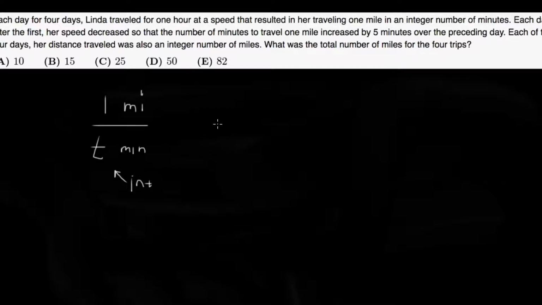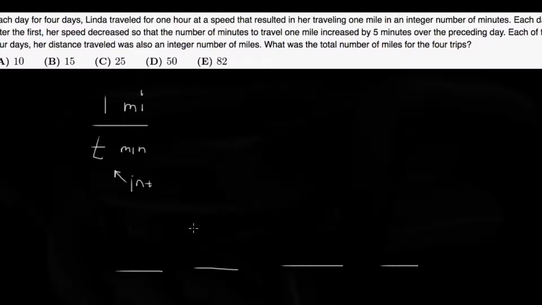Each day after the first, her speed decreased so that the number of minutes to travel 1 mile increased by 5 minutes over the preceding day. So every day, this number right here, t, is going to go up by 5 for each of the 4 days. Okay, now in each of the 4 days, her distance traveled was also an integer number of miles. So in all 4 of the days, her distance traveled was an integer number of miles. Okay, so what was the total number of miles for the 4 trips?